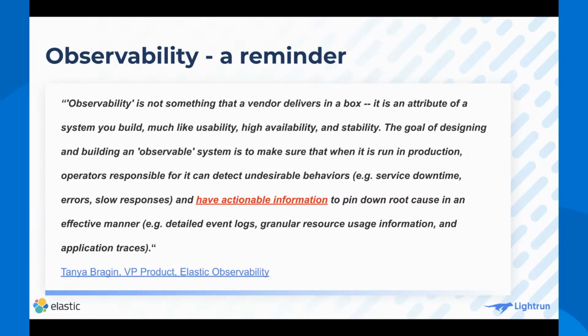You aim for it. The goal of designing and building an observable system is to make sure that when it is run in production, operators responsible for it can detect undesirable behaviors, for example, service downtime, errors, slow responses, and so forth, and have, get this, actionable information to pin down root cause in an effective manner. Now, this is the key part here: have actionable information.